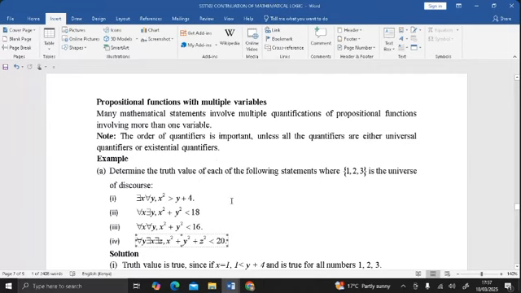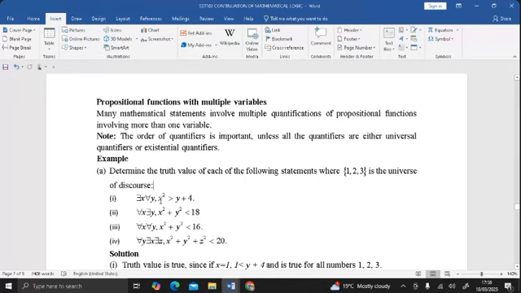But no worry, I think we shall get there. Kindly please correct if you have those soft notes, but anyway, I'll send the improved version. Look at this. There is something that we're being told here: many mathematical statements involve multiple quantifications of propositional functions involving more than one variable. The order of quantifiers is important unless all the quantifiers are of one type, either universal or existential. But if they're different, look at this.